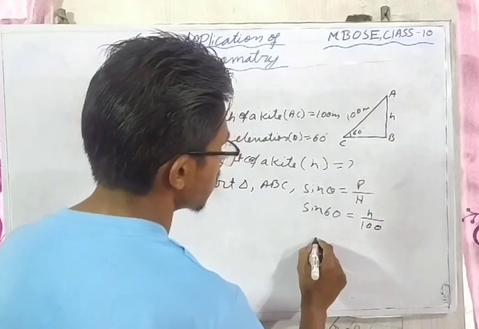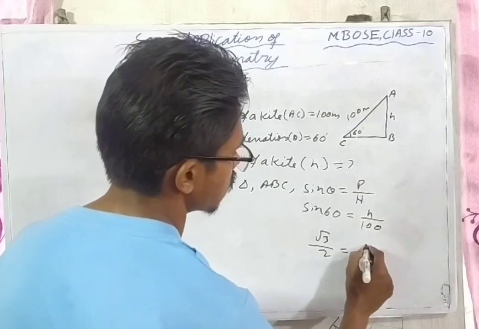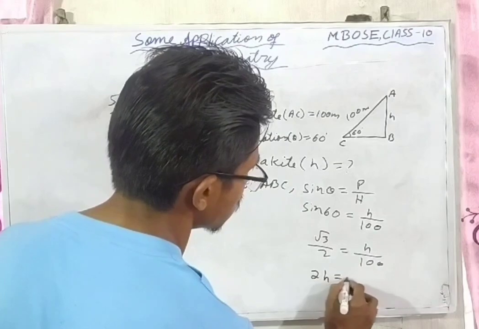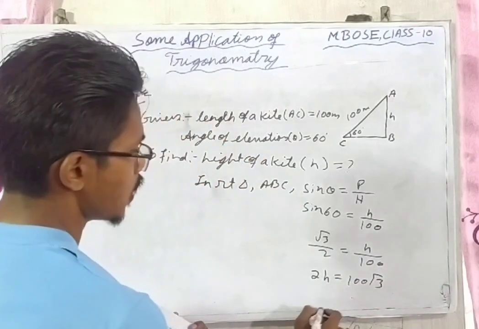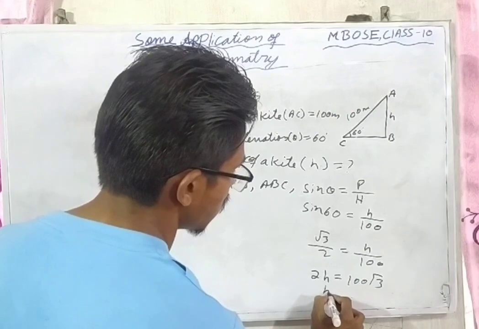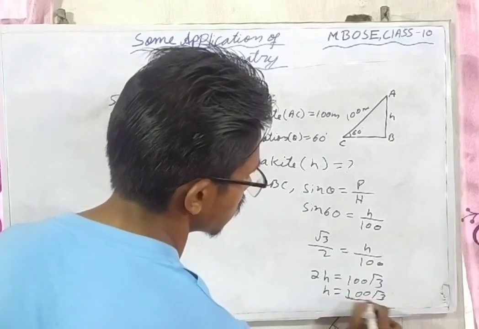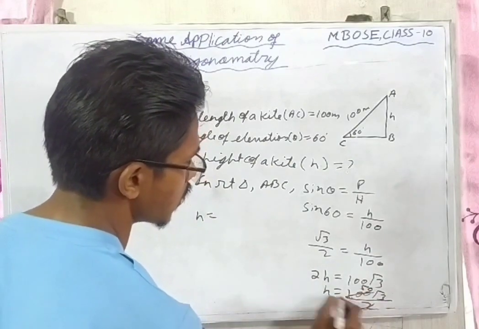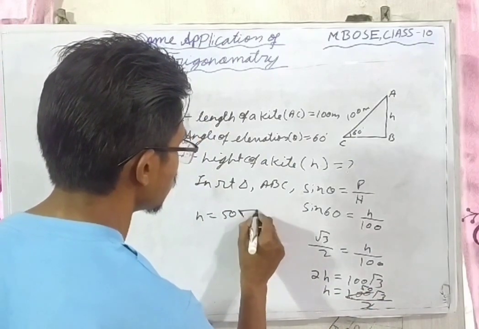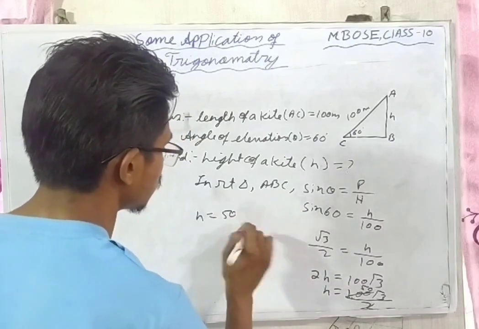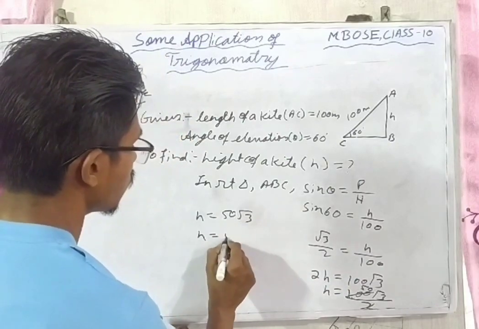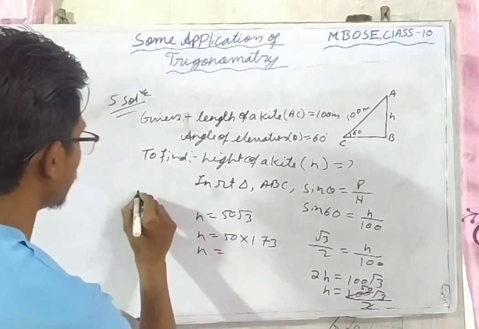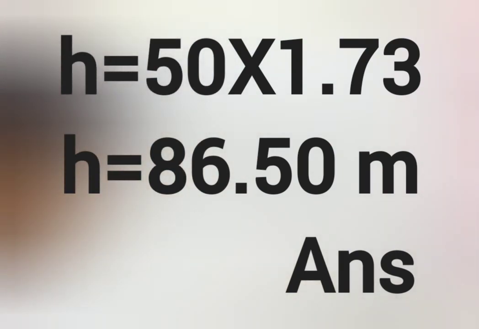So 100 sin 60 degrees is root 3 by 2, and this hypotenuse h by 100 will come down. Now we'll cross multiply: h into 2 is 2h, equal to 100 root 3. After that, h is equal to 100 root 3 divided by 2. Here we can cancel, 2 into 50 is 100, so 50 root 3 is left here. So 50 into root 3, we can write root 3 as 1.73. Now we will multiply, this is the answer. Now let's move to the next question.